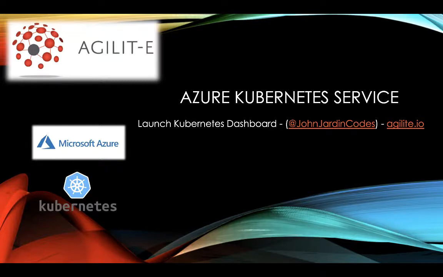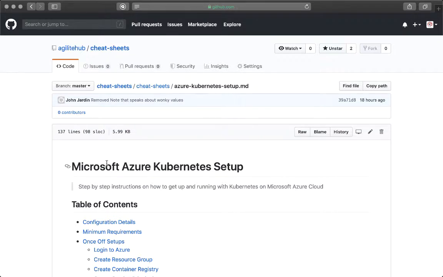So let's get started. Here I am on our cheat sheets for the Microsoft Azure Kubernetes setup, which you can find through the Agility Hub tenant or entity on GitHub. I will paste links in the show notes for this.